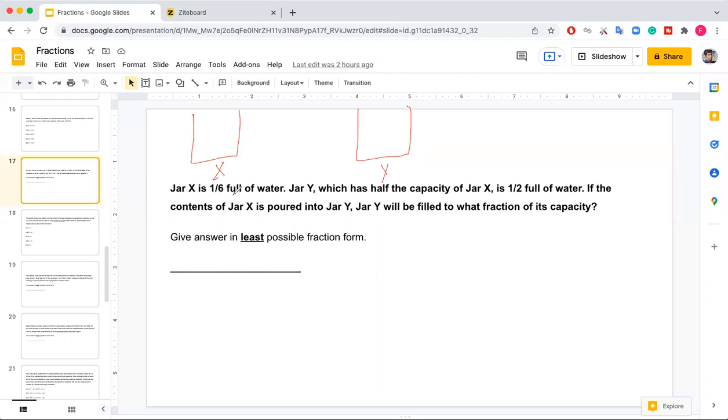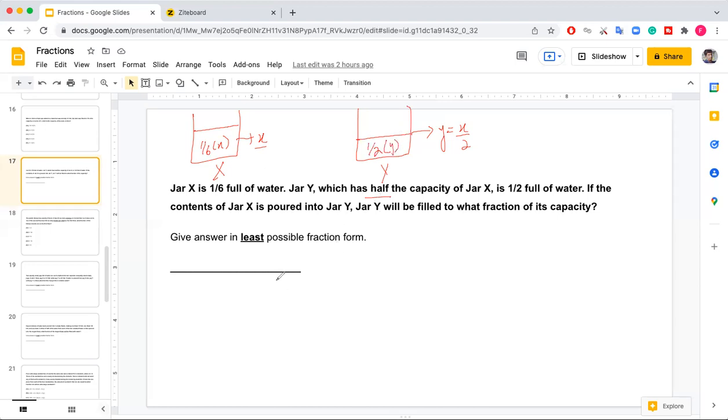So the question is saying jar x is 1/6 full of water. For example, if I consider the capacity of this jar as smaller x, and the capacity of the other jar as smaller y. The question is saying jar x is 1/6 full of water. So the filled capacity is 1/6 of x, and jar y has half the capacity of jar x, right? So y will be equal to x/2, half the capacity of jar x, and it is 1/2 full of its capacity.